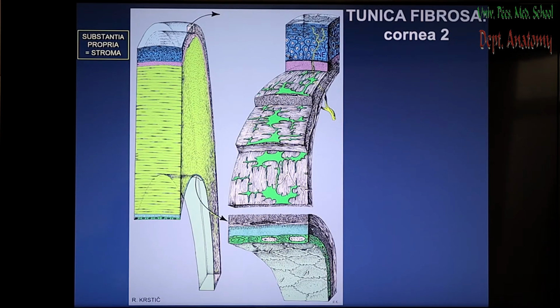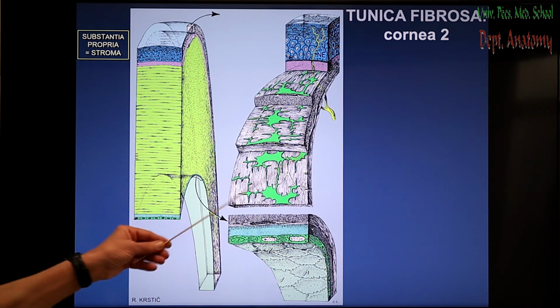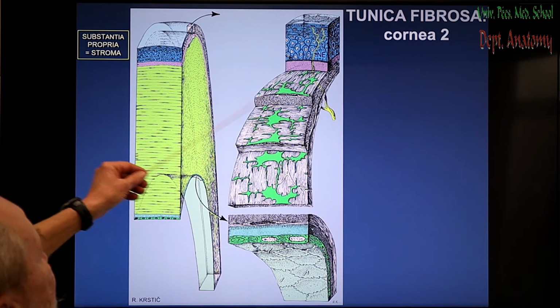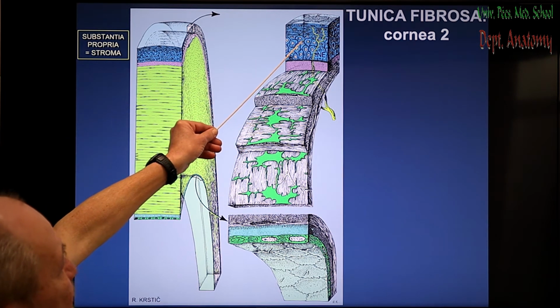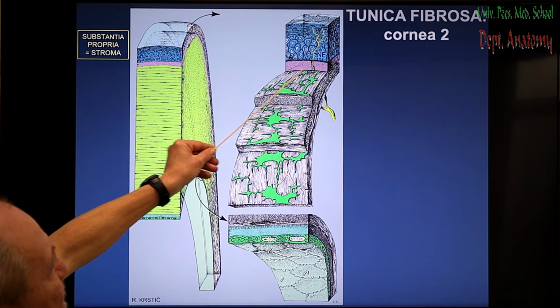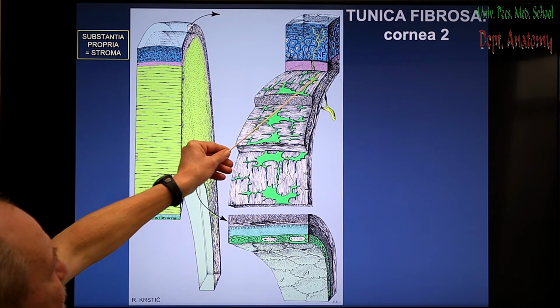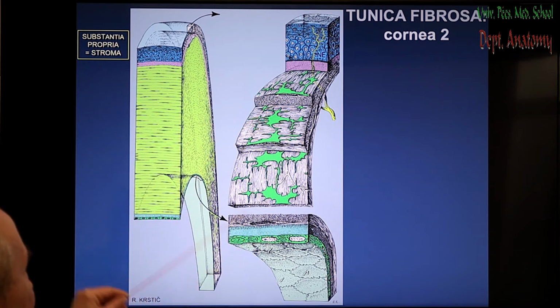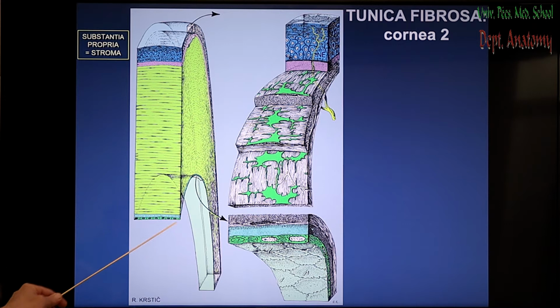And going into details of this, I'm showing again a very nice illustration of Professor Kirstich. You can recall the previous things we mentioned. Anteriorly is the epithelium with the type C afferents within, then the anterior, Bowman's lamina comes, and then comes the very thick substantia propria, and the structure after that, the inner Descemet membrane, and the endothelium comes.